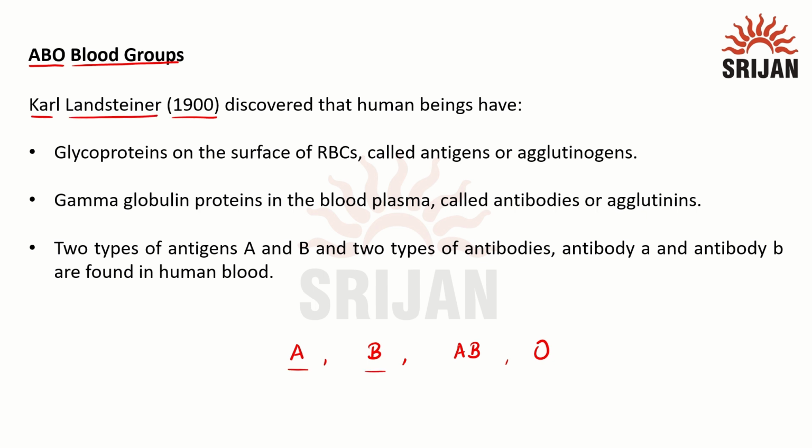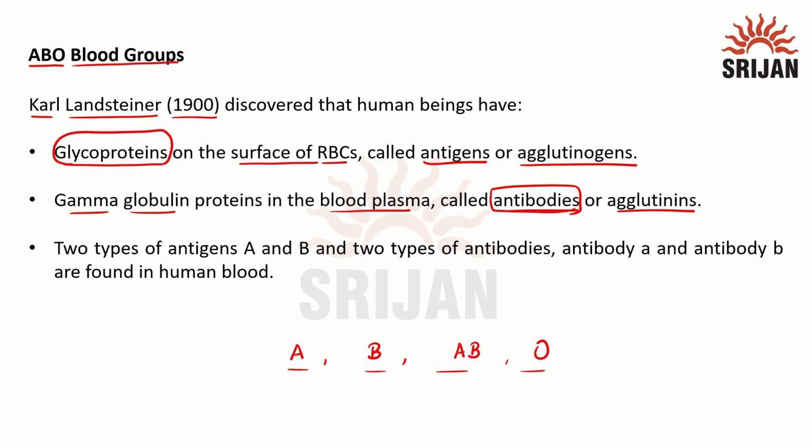Now, these blood groups are determined by glycoproteins present on the surface of red blood cells, and they are known as antigens or agglutinogens. Now, gamma globulin proteins in the blood plasma are known as antibodies or agglutinins. So, these antibodies found in plasma will attach to specific antigens. Now, depending on which glycoprotein is present on the red blood cell, the four blood groups are determined in humans.